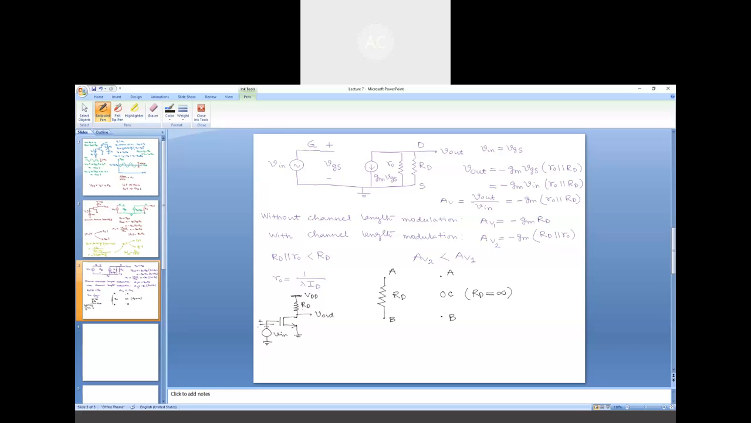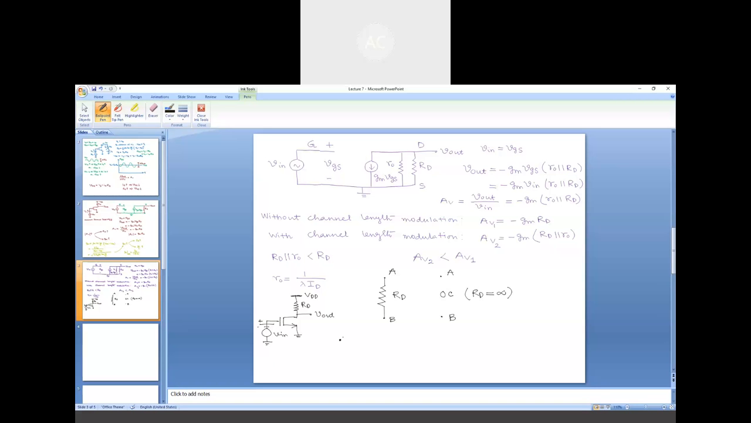And the prerequisite condition for having the notion of amplification will be completely lost. However, you have to get rid of this RD in the small signal equivalent circuit. So two requirements, and these two requirements are contradictory to each other.